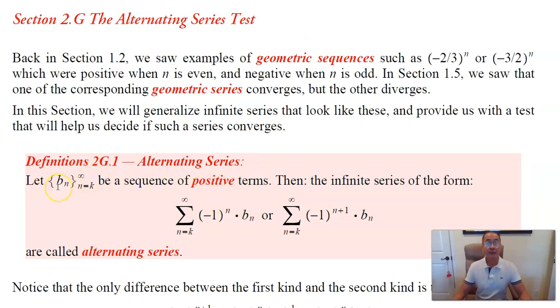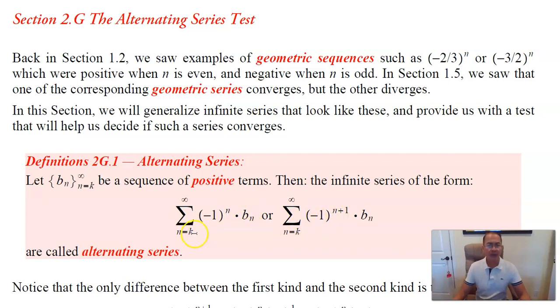We will start with a sequence b sub n, where n goes from k to infinity, of positive terms. Again, if you want to allow zero, that's not such a big deal. We will form the infinite series, which look like summation n equals k to infinity, negative 1 to the n, b sub n, or negative 1 to the n plus 1, b sub n. Everything is the same in these two notations, except the exponent of negative 1 in the first series is n, but in the second it is n plus 1.